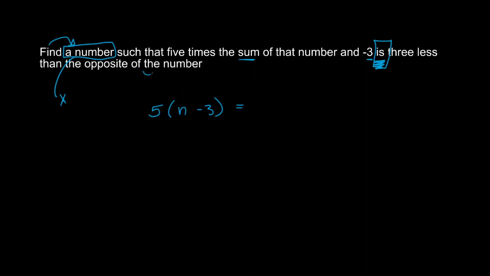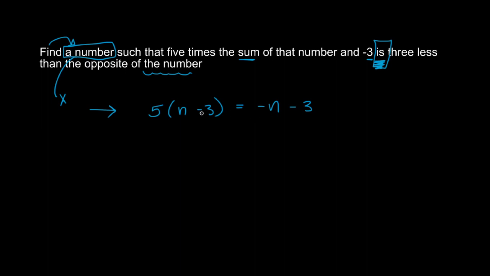Well, what's the opposite of some number? Well, the opposite of some number is going to be negative n. And it's 3 less than that, which means you're going to take negative n and subtract 3. So now that we have our equation here, let's read through and see if that works. Find a number such that 5 times the sum of that number and negative 3, so far so good, is 3 less than the opposite of that number. So it looks to me like we've set up the equation accurately.